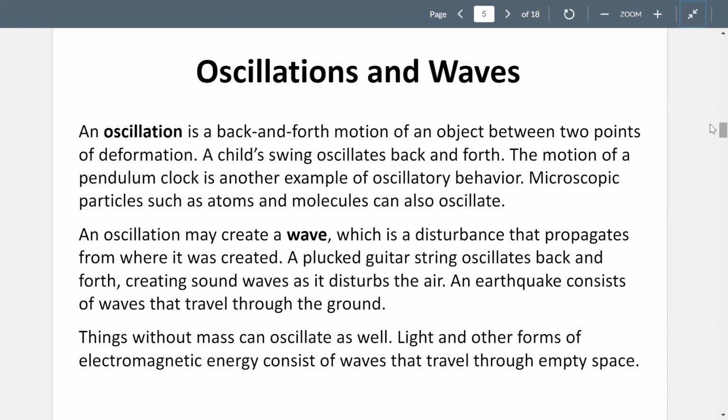Okay. Another example is an earthquake. And in that particular case, you have organized energy traveling through the ground, where the ground is the medium, and the wave is this organized disturbance of energy. Okay. And so it also indicates here that things without mass can oscillate. A guitar string, air, and the ground, water, they all have mass. But things without mass can also oscillate, like light.